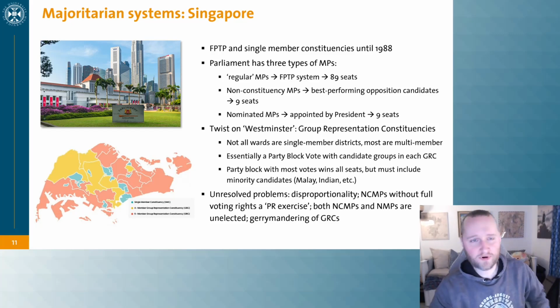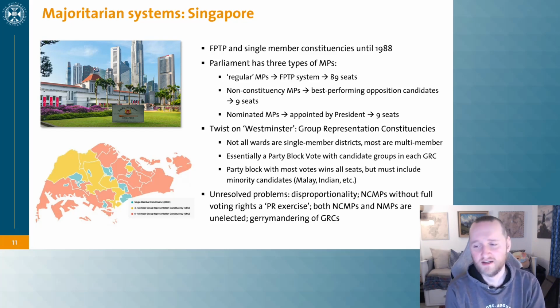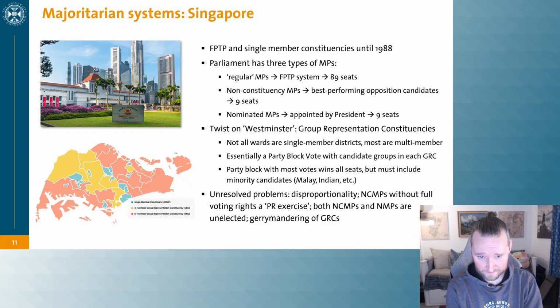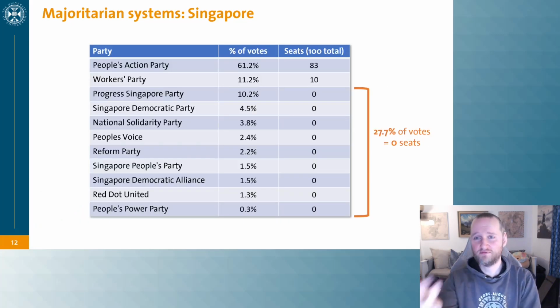There are still a number of unresolved problems in the system because you can't get rid of all the problems with a majoritarian electoral system. There's still a great deal of disproportionality. The non-constituency MPs actually can't vote on the most important issues, things like the budget. And gerrymandering is rampant. This map where the multi-member group constituencies are located gets redrawn for every election, and this is a highly political process. And of course, just like gerrymandering in the US, you are trying to pack lots of your supporters into any given constituency.